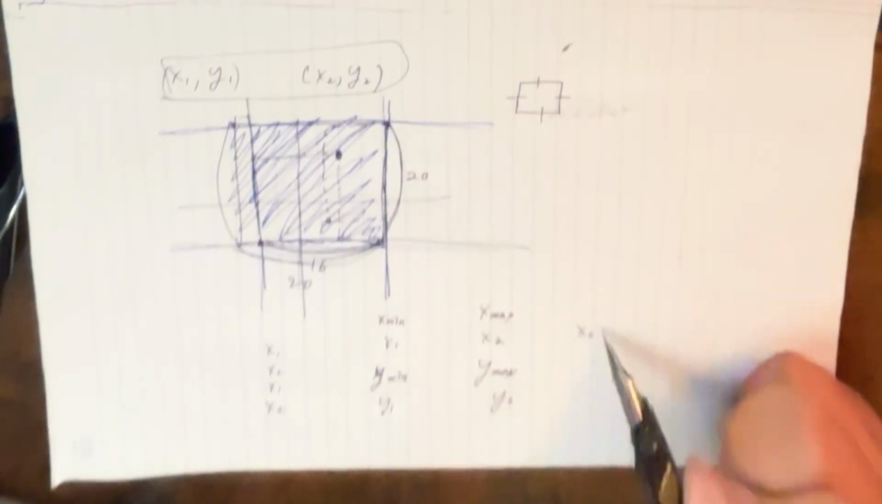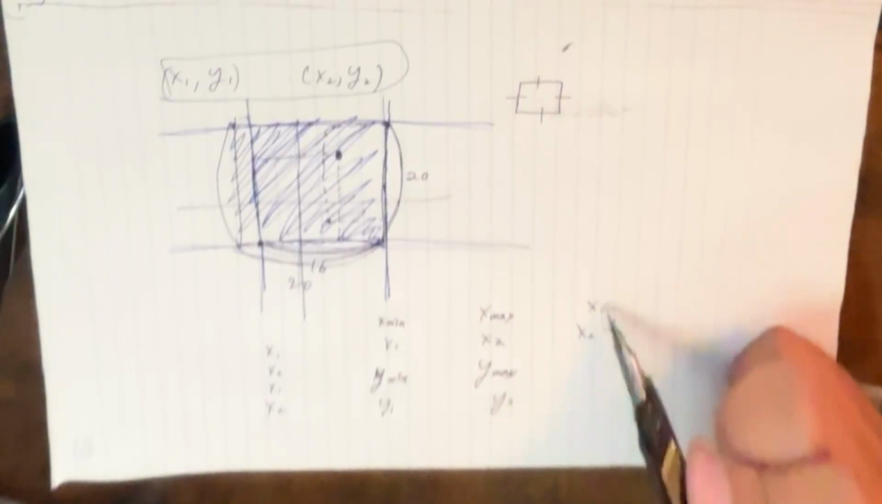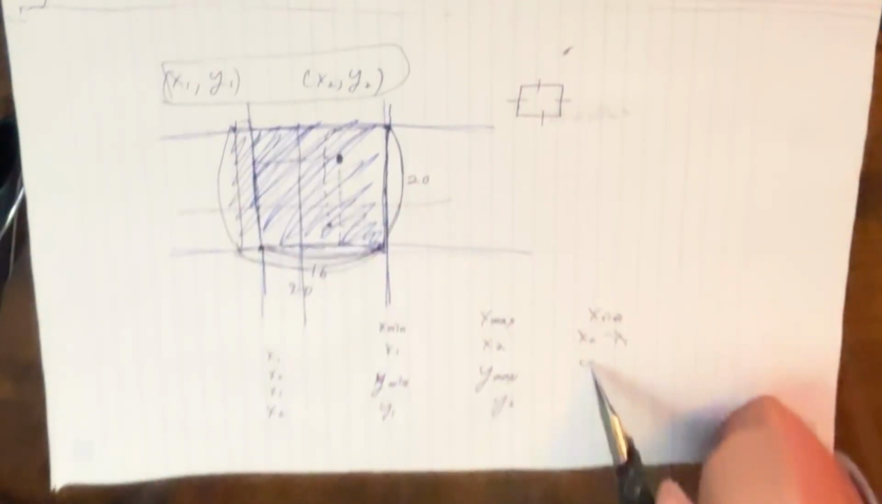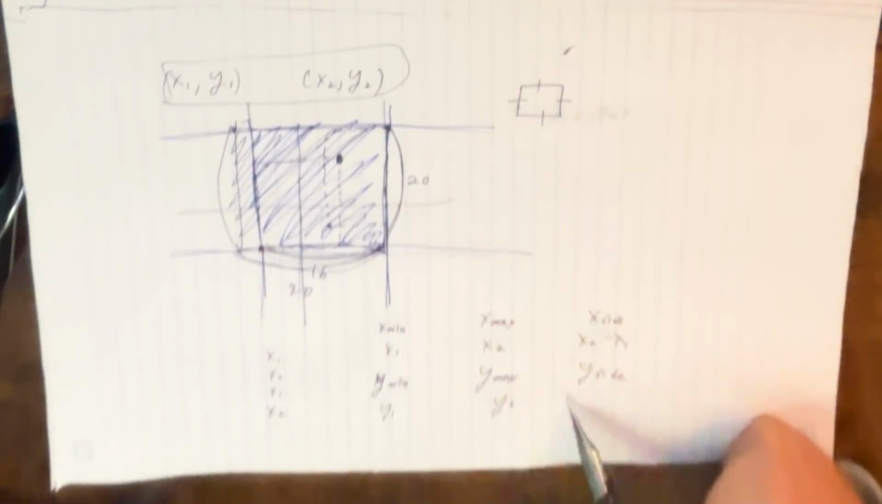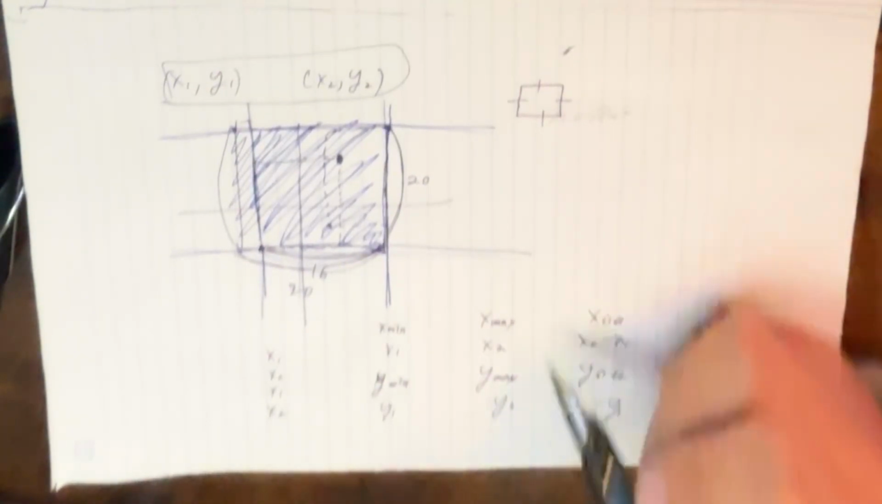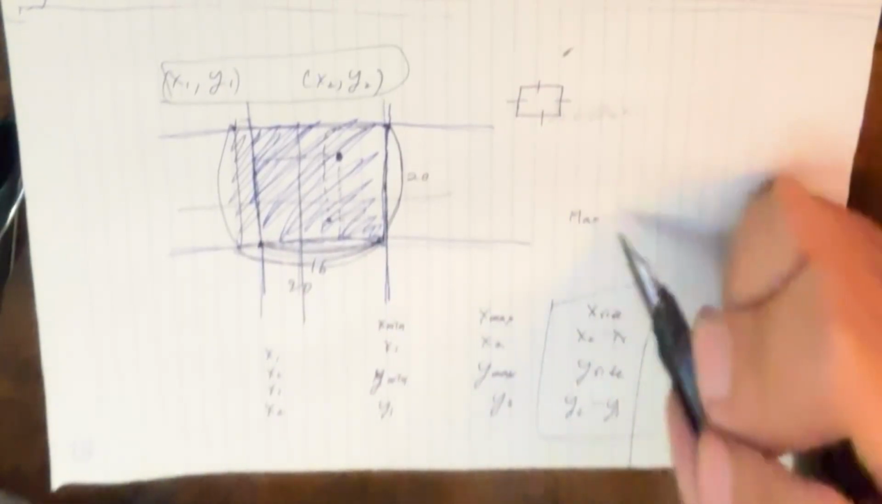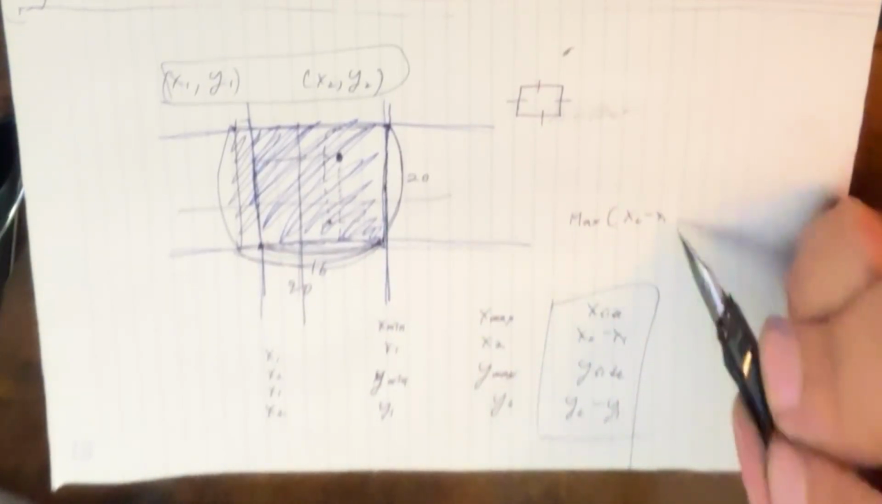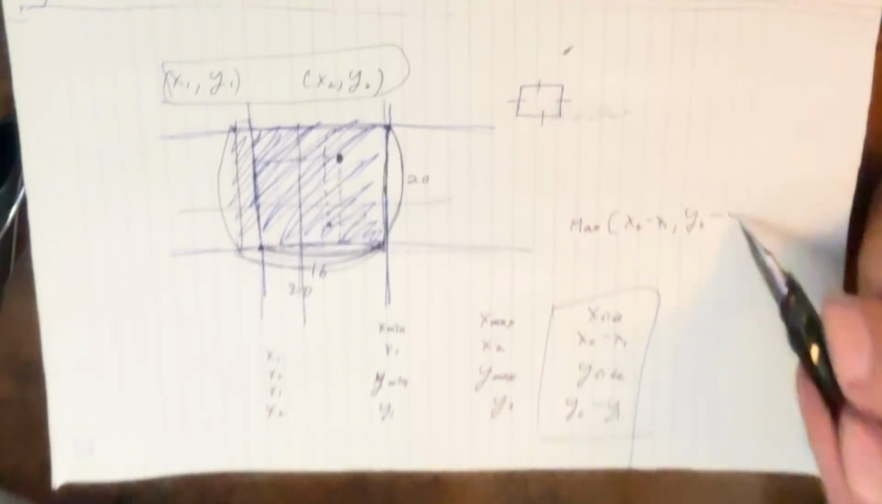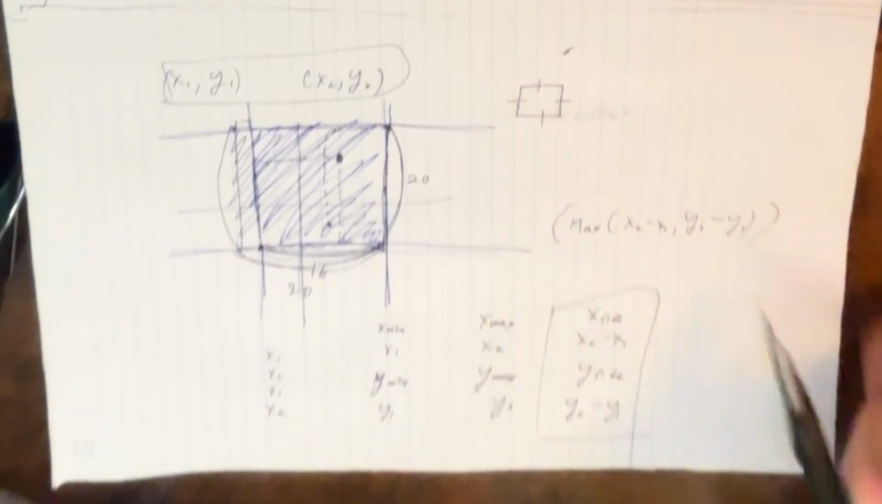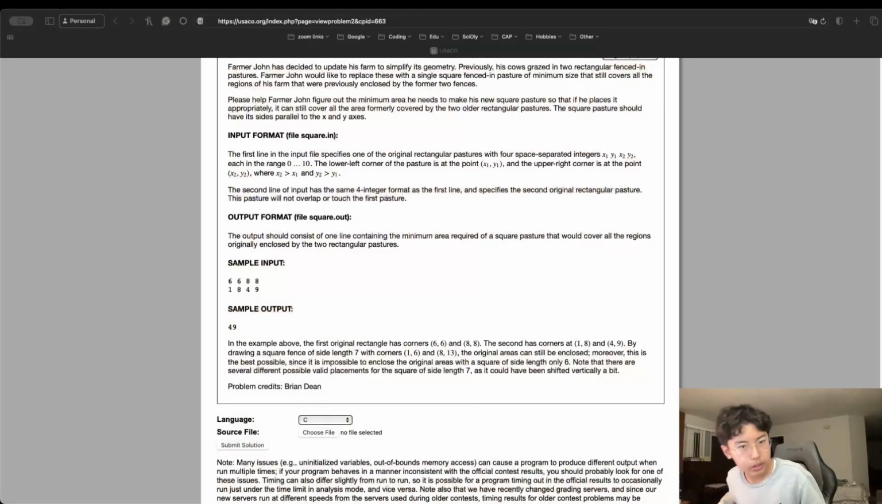That's going to be x2 minus x1, meaning x side. And y side is going to be equal to y2 minus y1. And with these numbers, we're going to take which one is the greatest, the maximum of x2 minus x1, comma, y2 minus y1, and then we're going to square it because we're finding the square. And so that'll give us the area. Answer equals such. Okay, this video is a bit blurry, I know, but let's get to coding this.